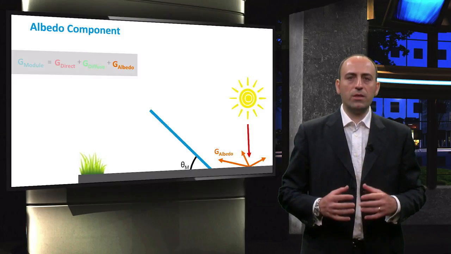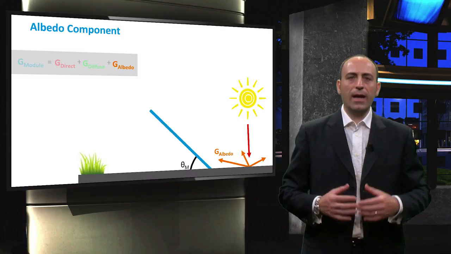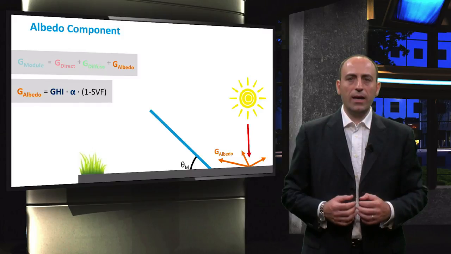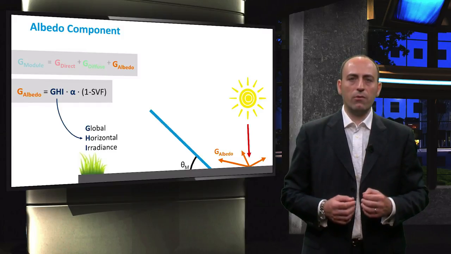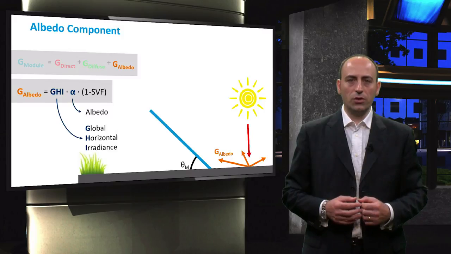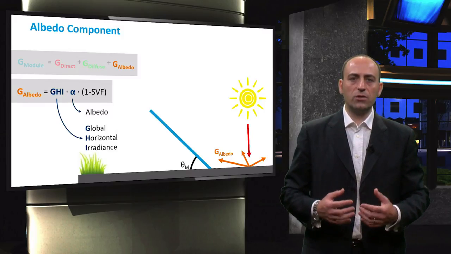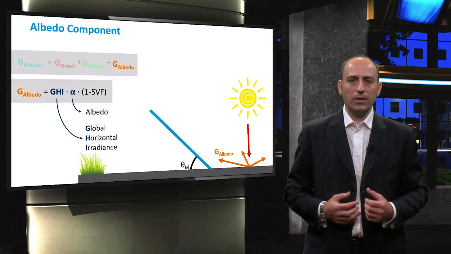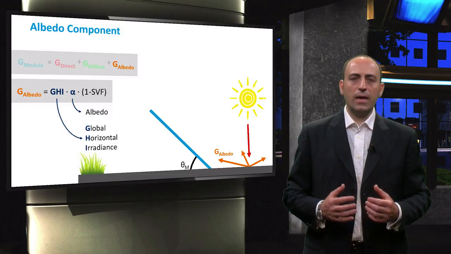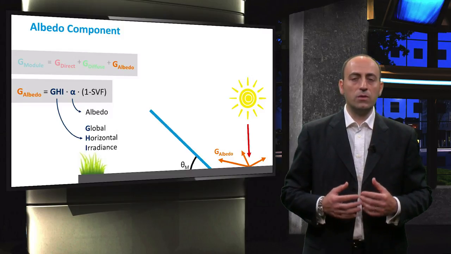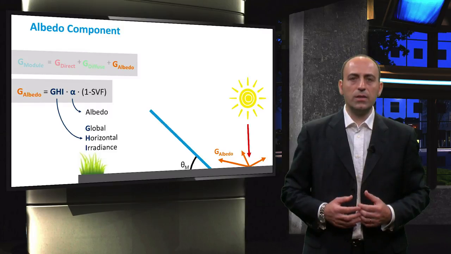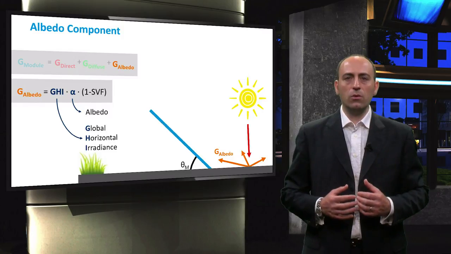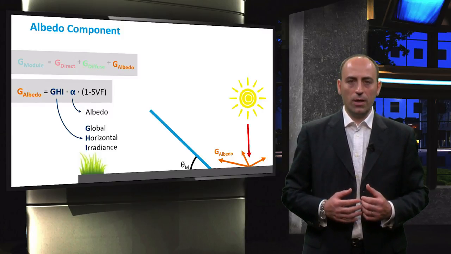The module receives radiation that is reflected from the ground and the surrounding environment, which can be approximated by this equation. GHI, as we have already seen, is the global horizontal irradiance, and alpha is the albedo coefficient, which expresses the reflection from the ground and the environment. The lower the albedo, the more light is absorbed by the ground and the environment. For example, the albedo of forests is around 0.1, that of snow is 0.6, the albedo of urban areas is between 0.05 and 0.2, the albedo of water is merely 0.1.